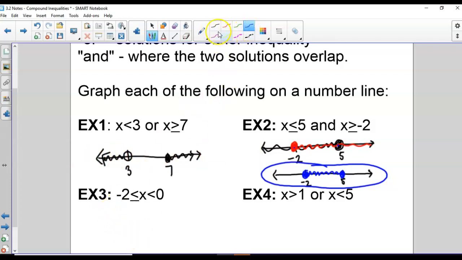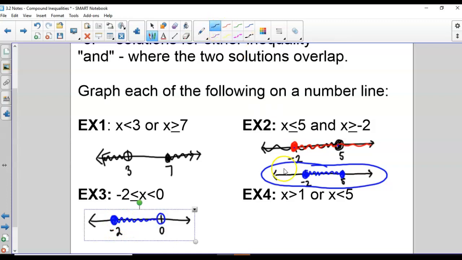Okay. Example 3, we've got -2 less than or equal to x less than 0. And so for this problem, we're looking at all the numbers where -2 is less than the number. So -2 has to be below the numbers we're talking about. And then x has to be less than 0. So the numbers are less than 0. So this ends up being all the numbers between -2 and 0. So we're going to have a closed circle here, an open circle here, and we're going to shade in between.